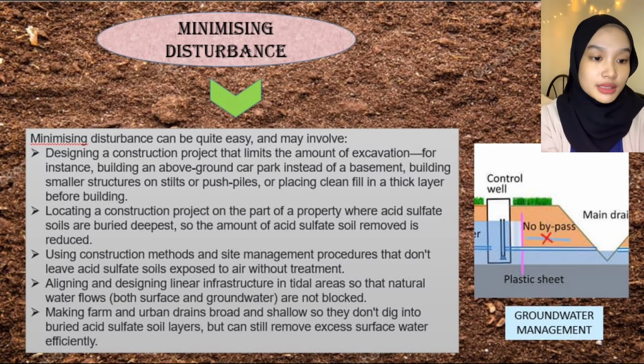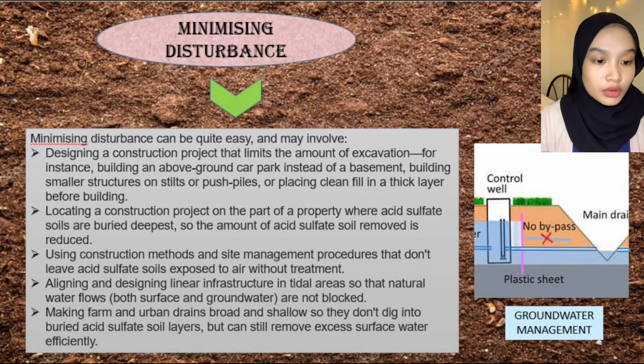Using construction methods and site management procedures that don't leave acid sulfate soils exposed to air without treatment. Aligning and designing linear infrastructure in tidal areas so that natural water flows, both surface and groundwater, are not blocked. Making farm and urban drains broad and shallow so they don't dig into buried acid sulfate soil layers, but can still remove excess surface water efficiently.